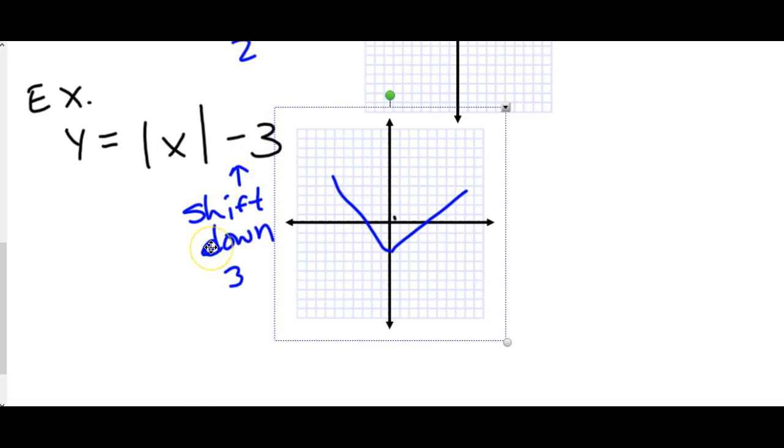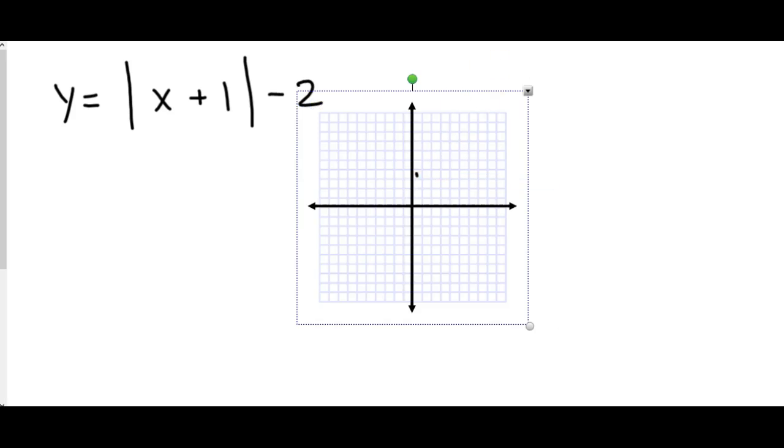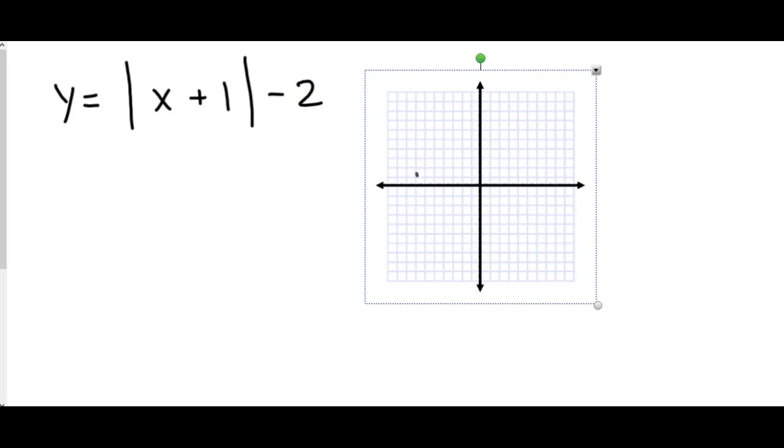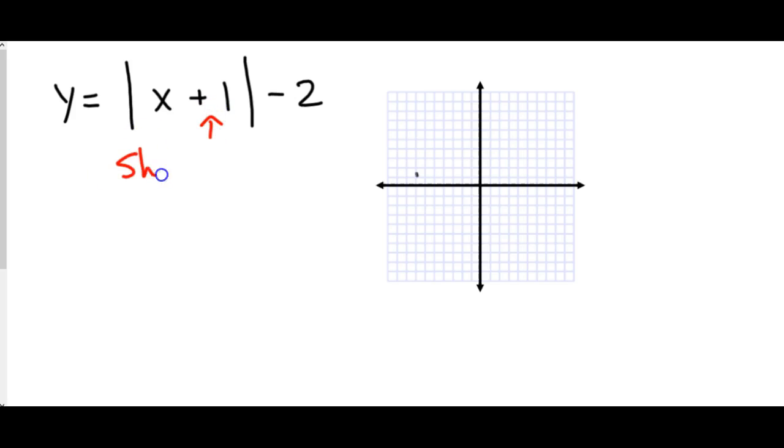So we can shift left or right. We can shift up or down. We can do both those shifts together. What if we had y equals absolute value of x plus 1 minus 2? Now we have 2 movements. Inside is our horizontal shift. Positive says move left 1. Outside is negative. That means move down 2.